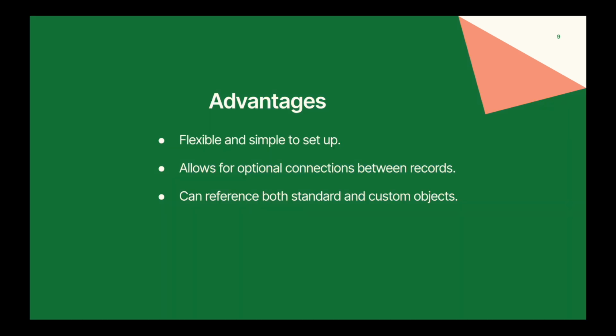Then, if we talk about advantages of lookup relationship, it is flexible, as we have learned that both objects can exist independently. They can be deleted without any dependency on each other, and even the creation of it is not very strict. So it's flexible, simple to set up, allows for optional connections between records, and can reference both standard and custom objects. So you can create a lookup relationship between any of the objects, either standard or custom. It can be created between standard to standard, custom to custom, and even standard and custom.